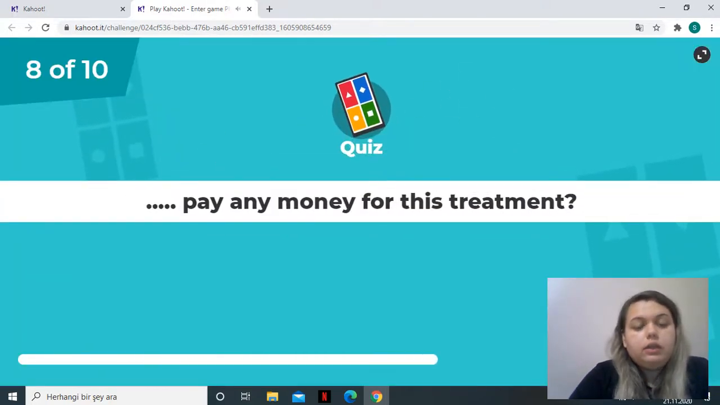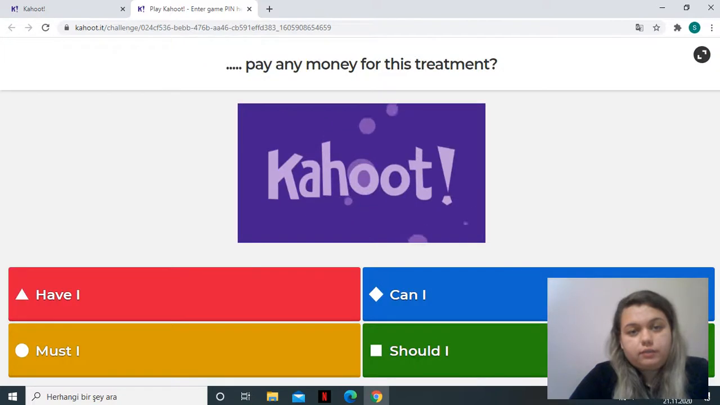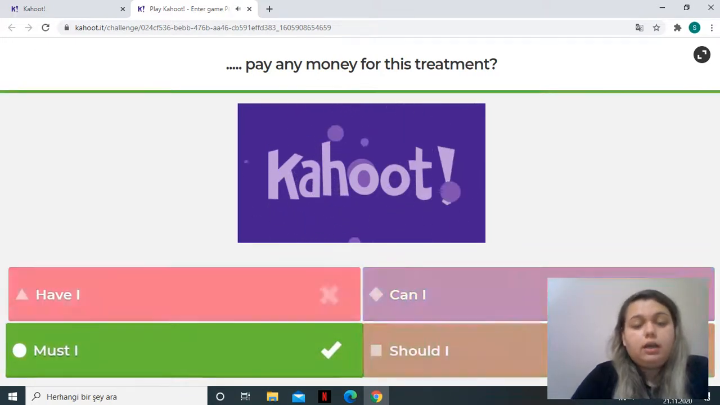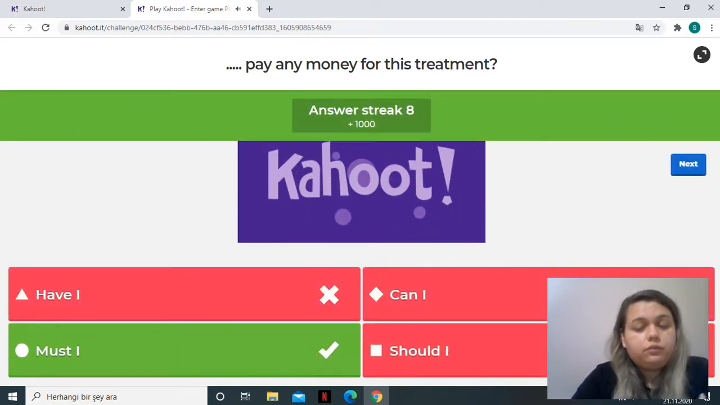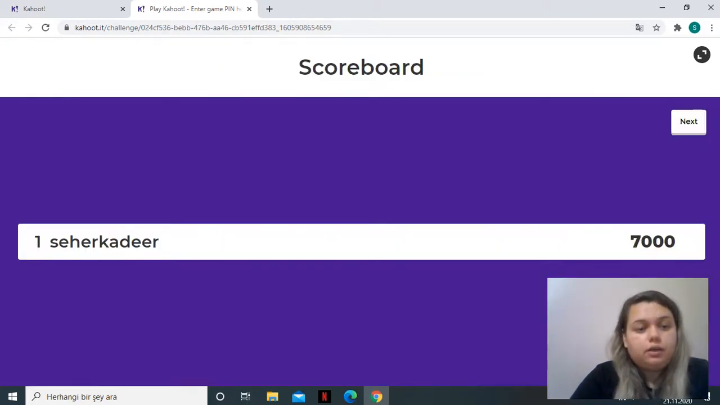Eighth question. Blank I pay any money for this treatment? We cannot use have I because it is not a question word. We cannot use can I because it is not about ability. We cannot use should I because it's not about suggestion. The right answer is must I. I get a treatment from someone. Am I obligated to pay money for it? So the right answer is must I.